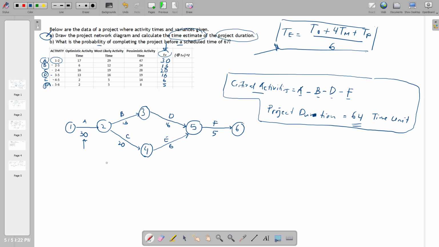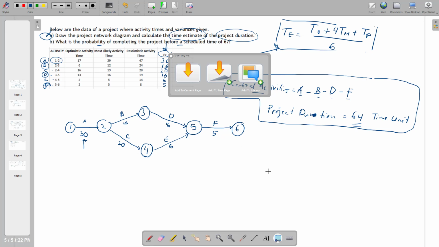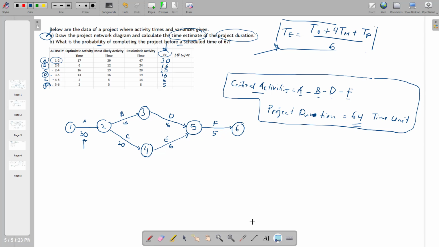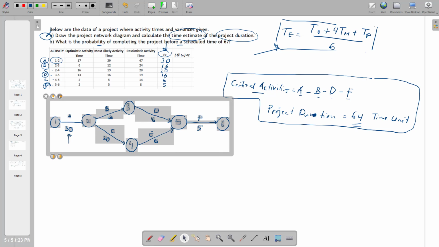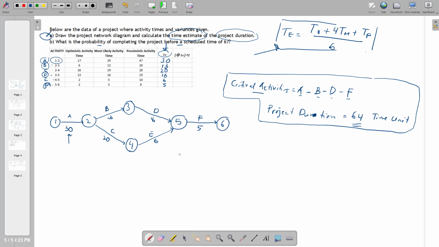Once we know that we have 4 activities, which are A, B, D, F, let's make a new table. Otherwise we will not have the proper space later on. It will be easier and neat.